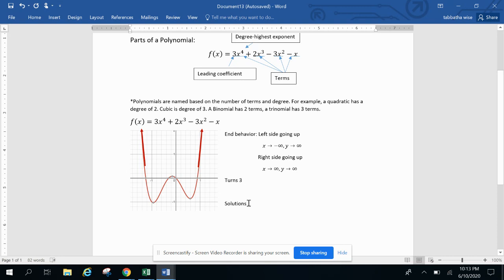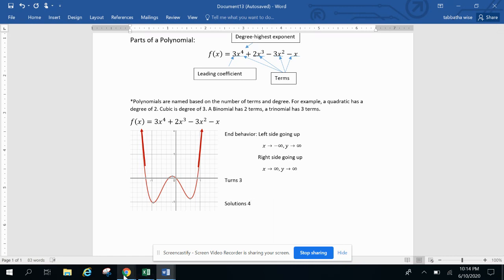And the last part, solutions, we've talked about a couple times. Remember, solutions also called roots, zeros, or x-intercepts. So we're going to look at how many x-intercepts there are. So how many times does it cross the x-axis? 1, 2, 3, and 4.